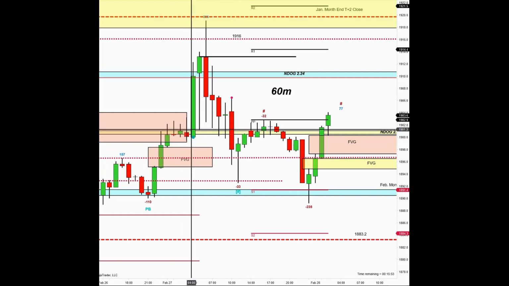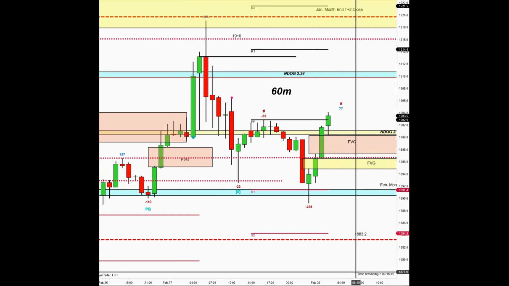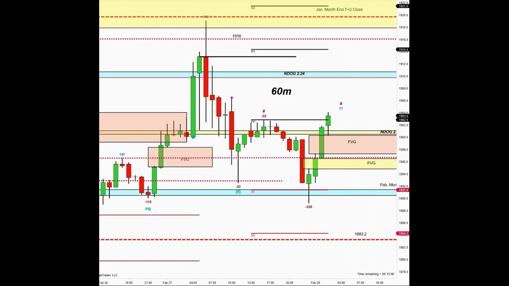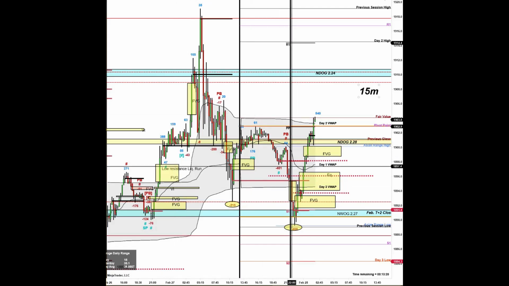So that kind of covers the 60, but I want to go to the 15 next because that's really what I'm watching on a minute-to-minute, hour-by-hour basis for day trades. Okay, 15-minute, let's break this down.